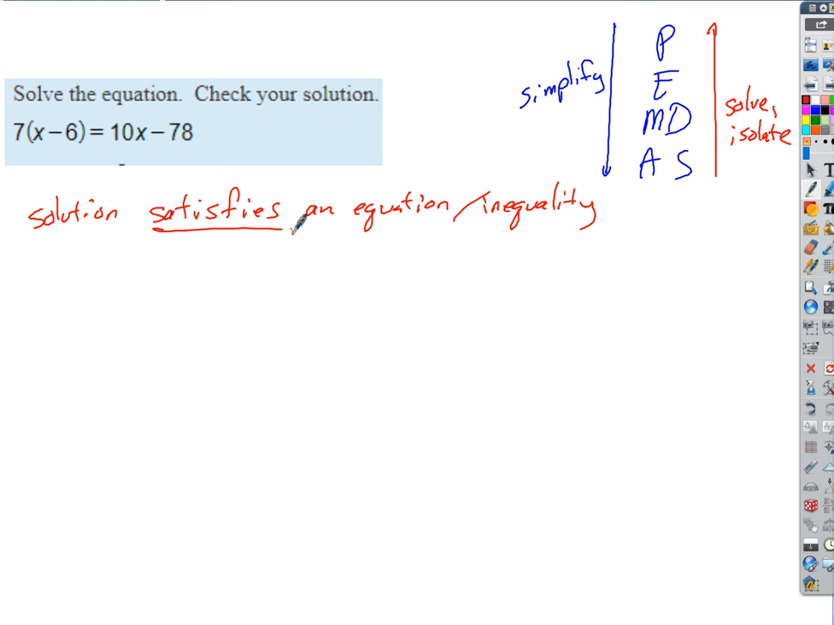So now let's talk about how we get there. Well, you already know the steps. What's the first thing we're going to do with this equation?